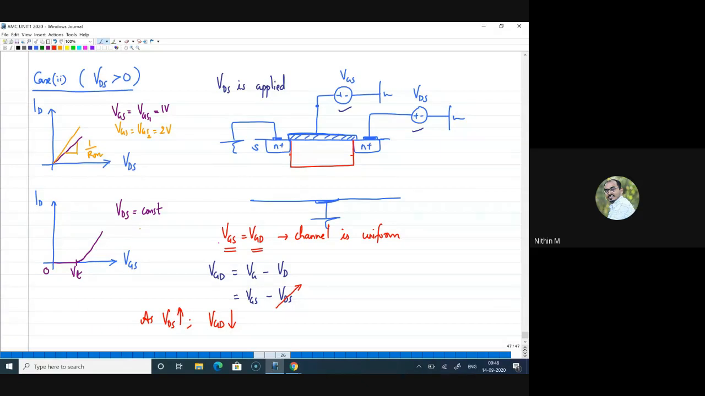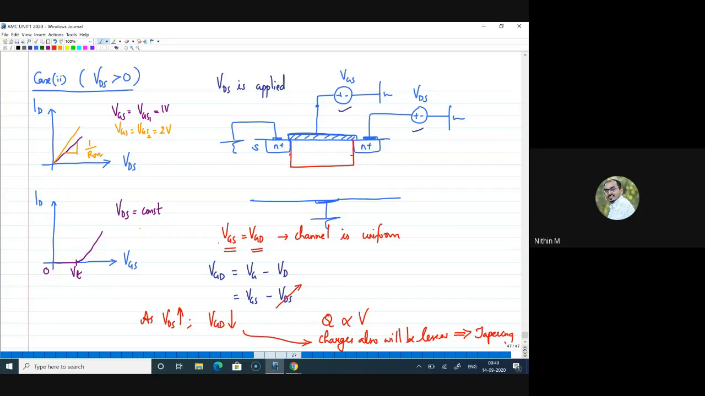Now, if your VGD is reducing, as we stated before, the charges in the channel are proportional to the voltage. At the drain end, you have a lesser voltage, so charges also will be lesser. As VGD is reducing at the drain end, the previous uniform shape of the channel will be disturbed, or we say that now the channel is actually tapering.